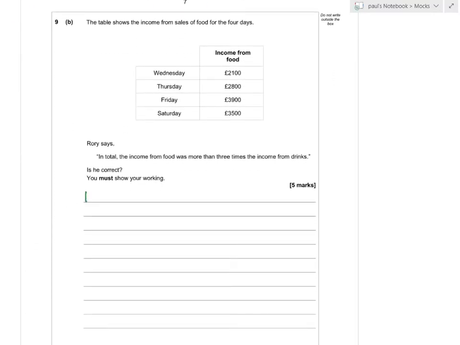So let's go back down here. So drinks is 3900. Now, if we multiply that by 3, we get 11,700. So if that lot adds up to more than that, then we're correct. If it doesn't, then we're not.